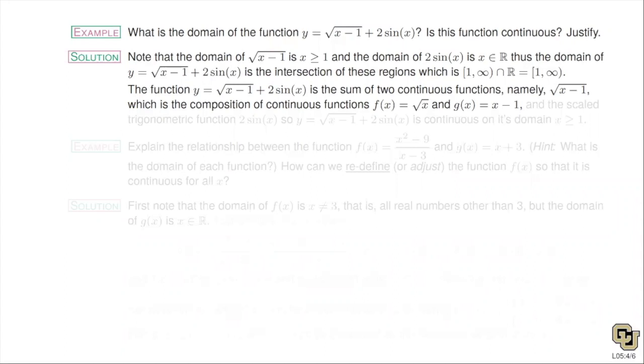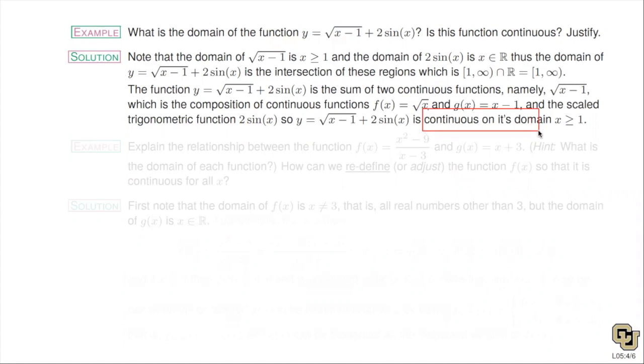And the scaled trigonometric function, I say scaled because it's multiplied by 2, you wouldn't have to say that. Here, the trigonometric function 2 sine of x, we know trigonometric functions are continuous according to that theorem. So here we have a composition of two continuous functions, which is continuous, plus a trigonometric function, which is continuous. So the sum itself is continuous on its domain. That part is important to specify, where it's continuous.